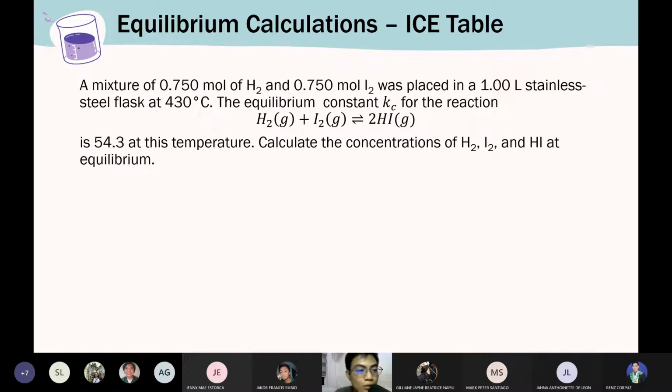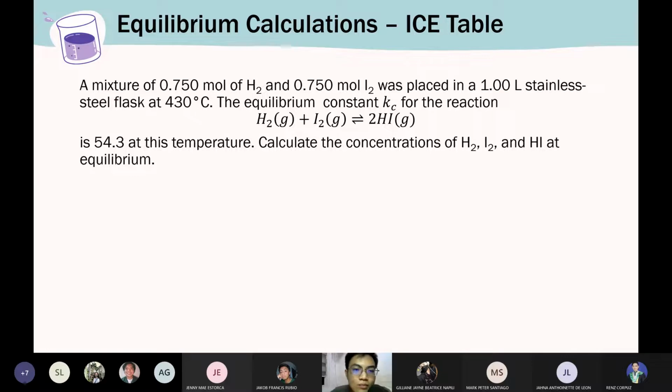Let's try this next problem. A mixture of 0.75 mole of H2, 0.75 mole of I2 was placed in a 1 liter steel flask at 430 degrees Celsius. The equilibrium constant Kc for the reaction is 54.3 at this temperature. Calculate the concentration of H2, I2, and HI at equilibrium.